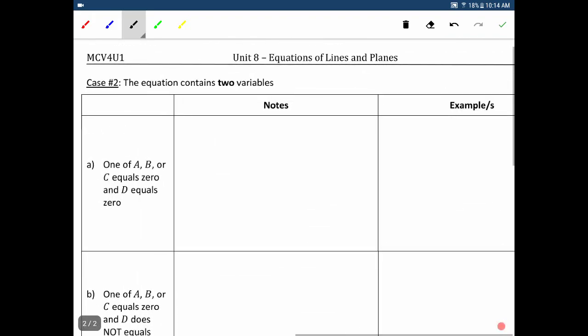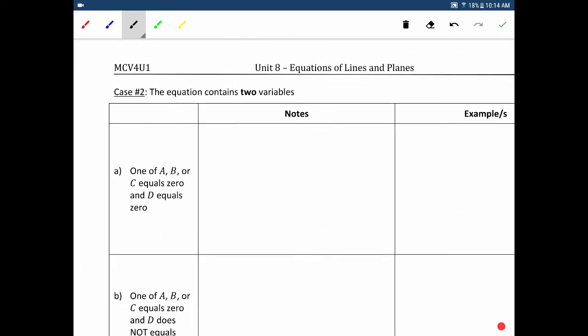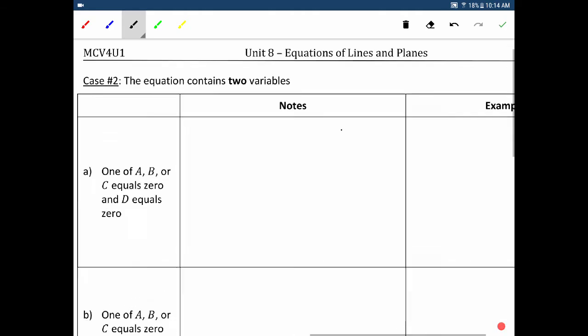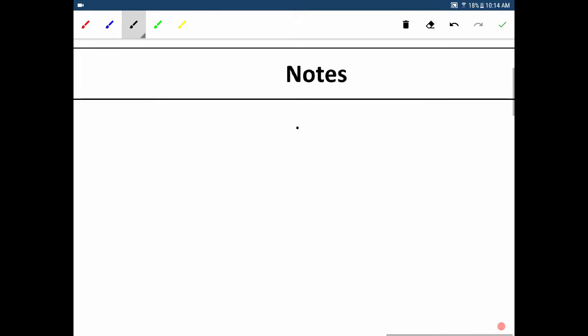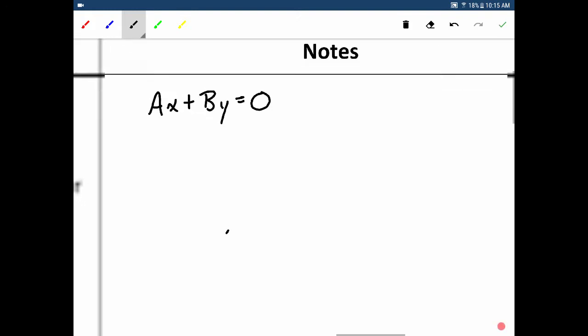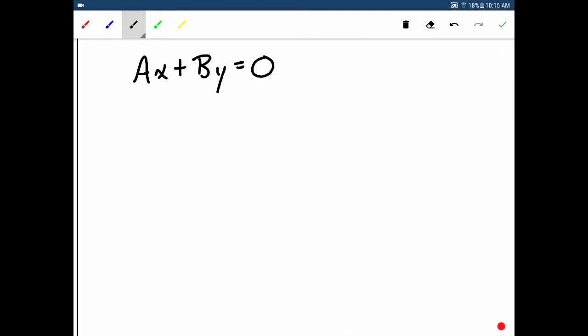So the next one is when one of A, B, or C equals 0, and D equals 0. It's going to look like AX plus BY equals 0. Or it could be AX plus CZ, or it could be BY plus CZ. It's going to be one of those things. So how we're going to do this is we're going to include the missing variable's axis.